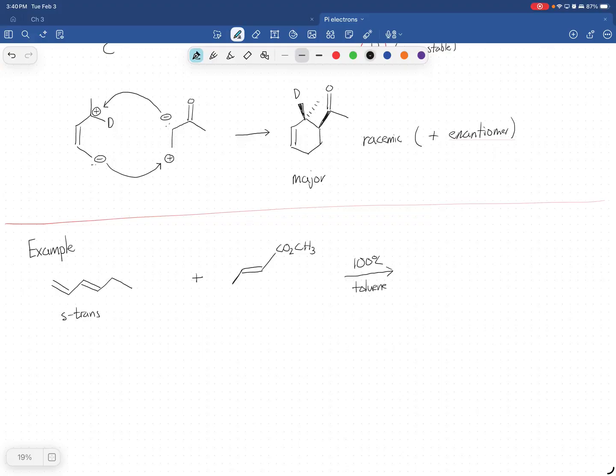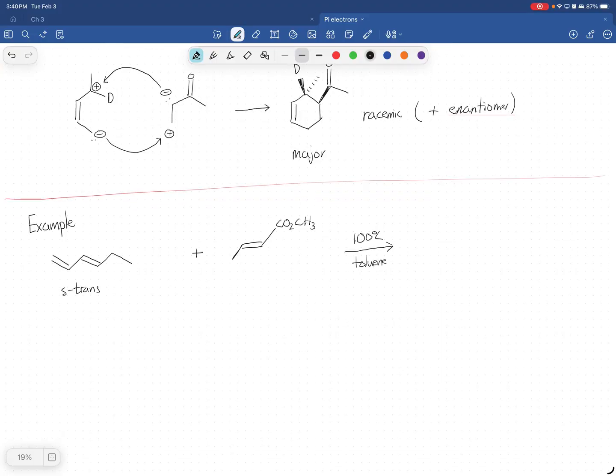So toluene is a benzene ring with a methyl group, and that's used commonly as a solvent. And then, like I was saying the other day, this is commonly found in paint thinner and gasoline.